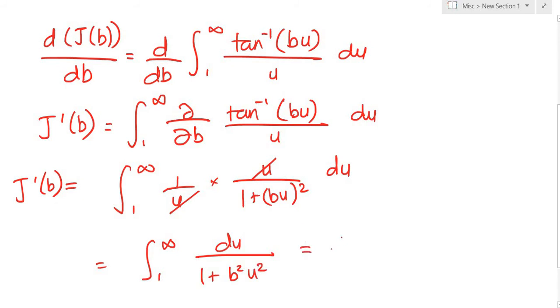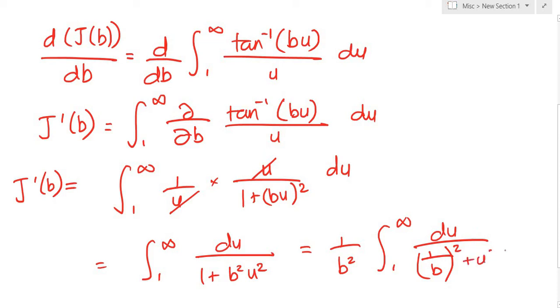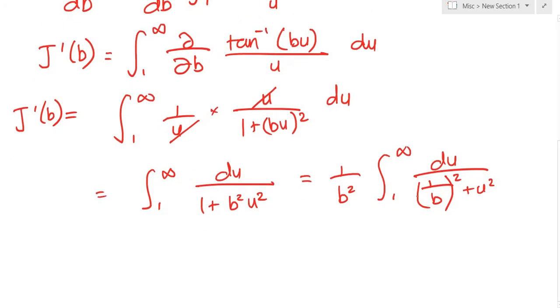Why don't we factorize the b squared outside? We have the integral from 1 to infinity of du over 1 over b squared, which can be written as 1 over b the whole thing squared, plus u squared. And now we actually have a well-defined formula to calculate this result.